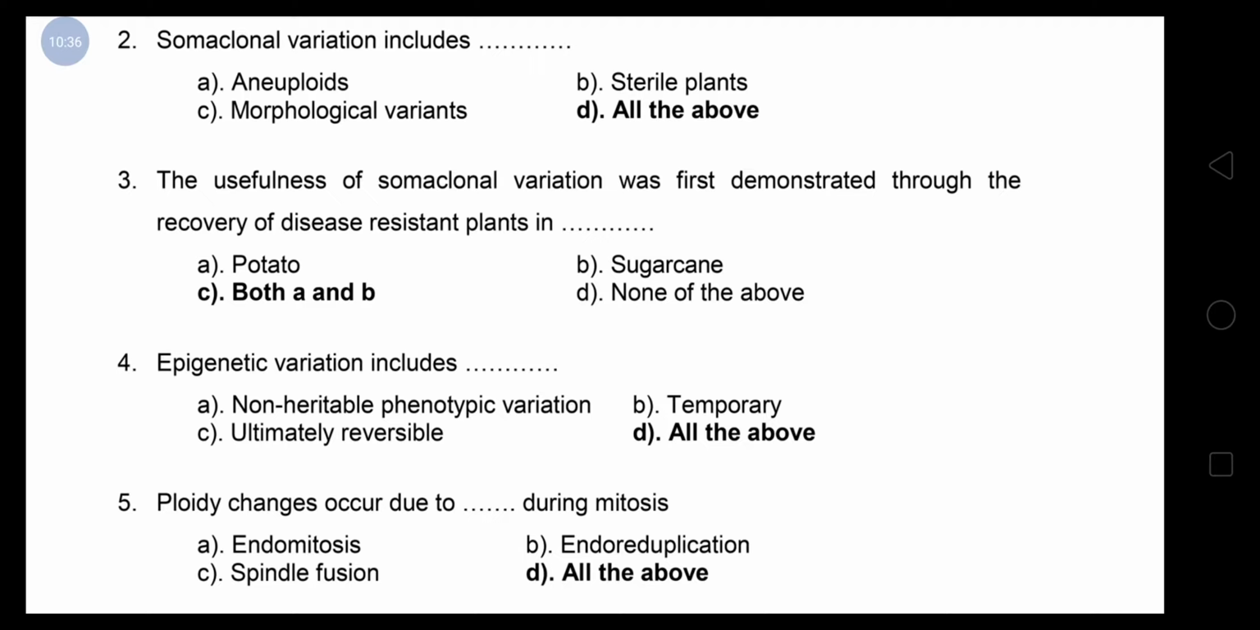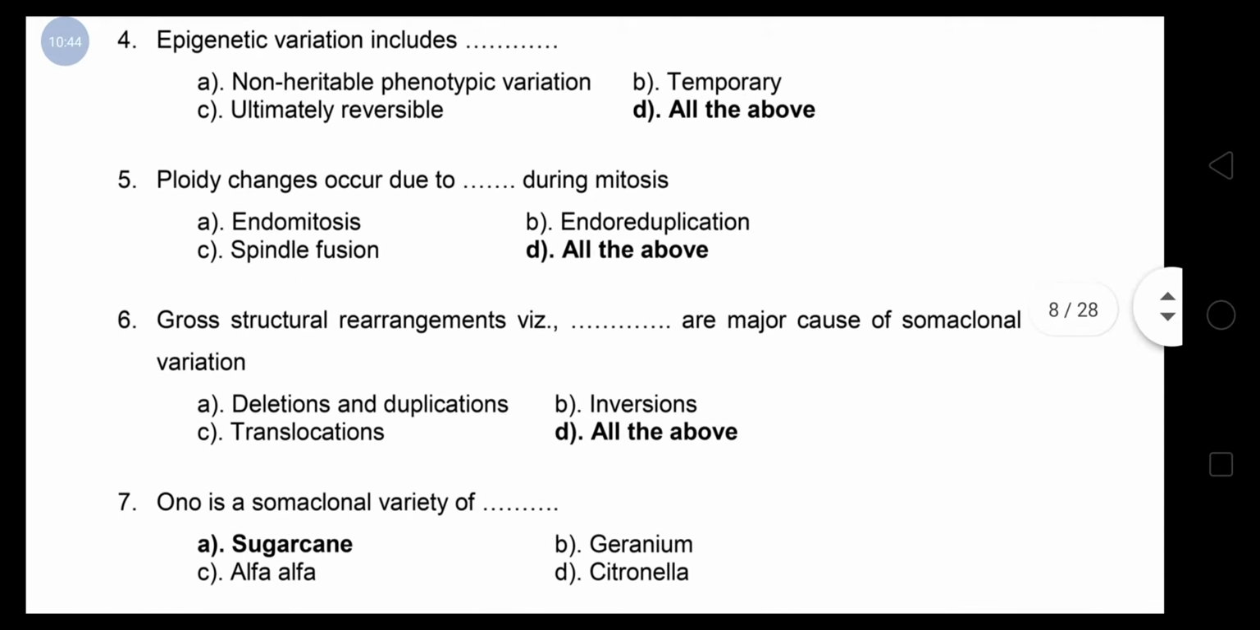Epigenetic variation includes non-heritable phenotypic variation and temporary variation, and ultimately it is reversible. Epigenetics means change at the surface level, not at the DNA base level. That may not lead to any basic changes. So ultimately it is reversible, temporary, and the cause is non-heritable phenotypic variation.